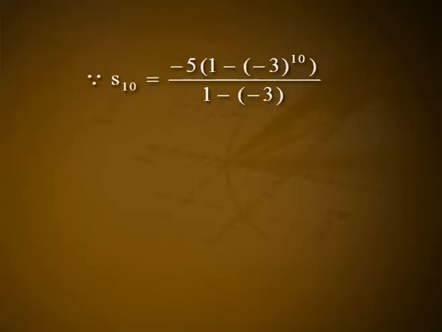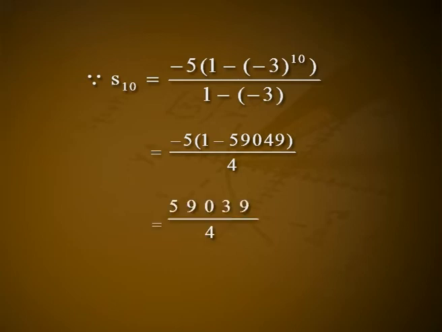Therefore, S10 is equal to minus 5 into (1 minus (minus 3) all raised to 10), all divided by (1 minus (minus 3)), which is equal to minus 5 into (1 minus 59,049) divided by 4, is equal to 59,039 divided by 4, is equal to 14,759.75.